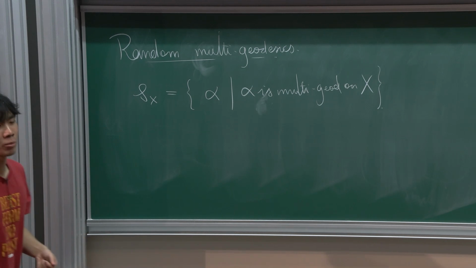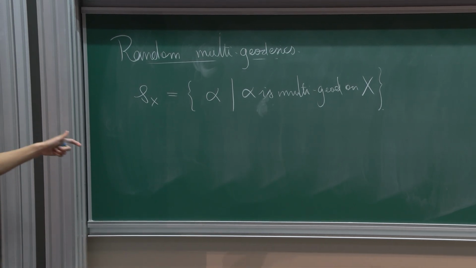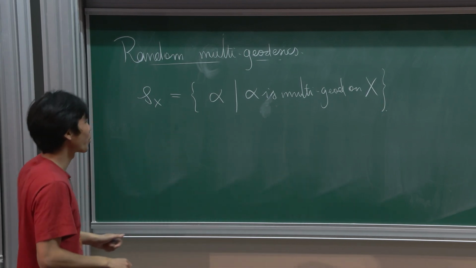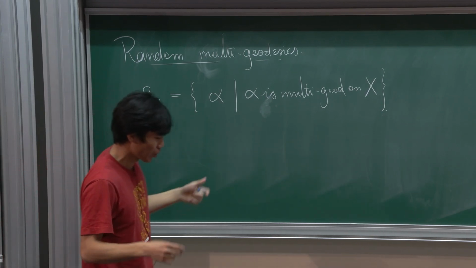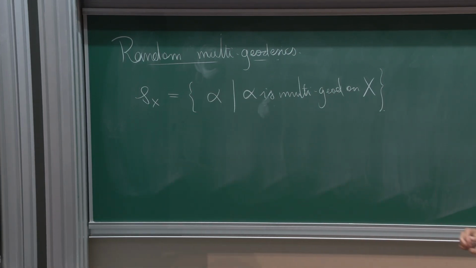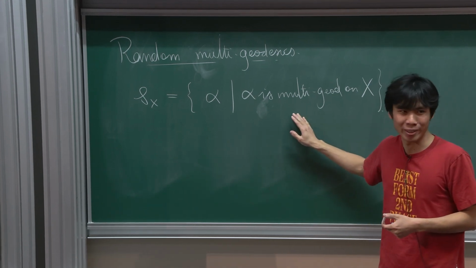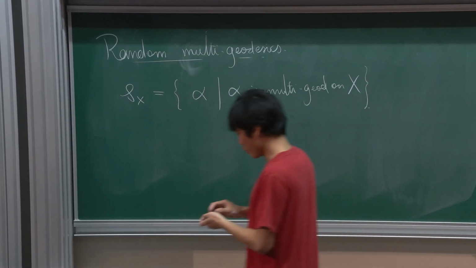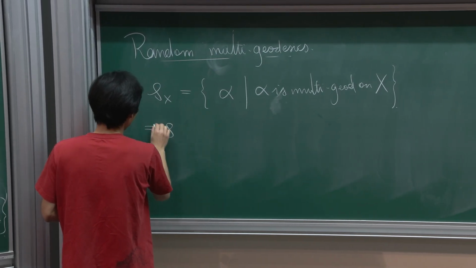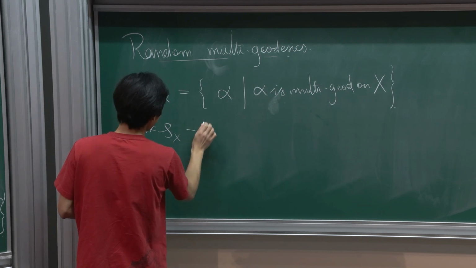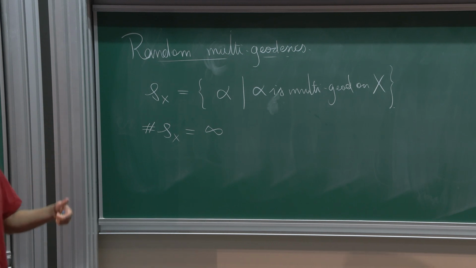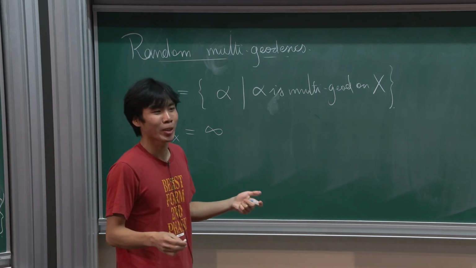And then, to randomly pick one, you need a probability measure on this set, actually. The formal way to define it. So if you believe, like me, that all multi-geodesics are born to be equal and no one is more special than the others, you will want to put a uniform measure on this set. But it's actually impossible, since, sadly, this set is infinite. So it's sort of like you want to pick a random integer, but you know that you cannot do that.